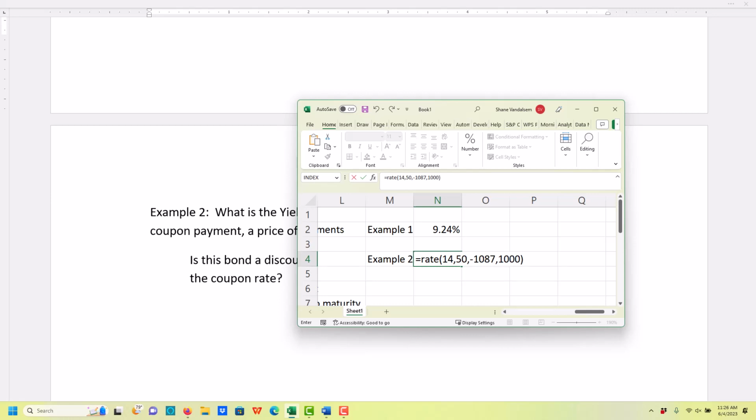So I adjusted my number of periods to 14 from 7, and my coupon payment was already adjusted. If it had said a coupon rate of 10%, we would have gotten an annual coupon of $100, and we would divide that by 2 to get the $50 semi-annual payment. Okay, so what we have to do here, this is a semi-annual rate. We need to multiply it by 2 to get our annual yield to maturity.